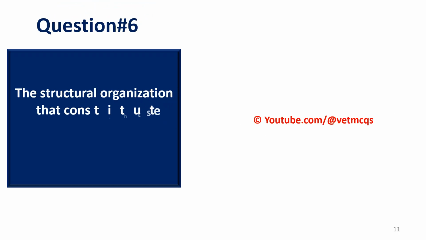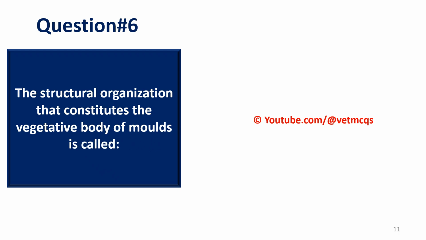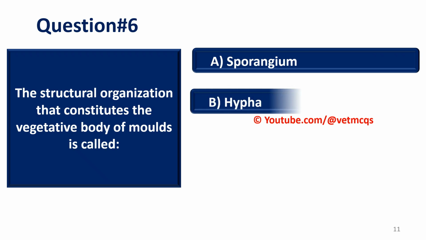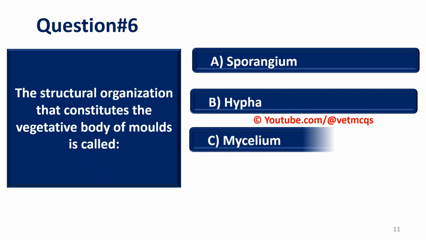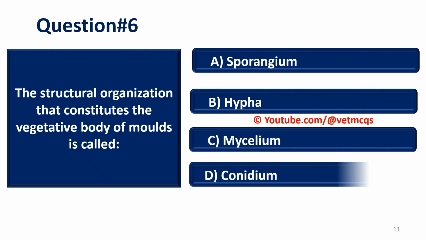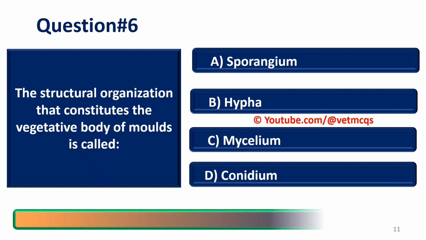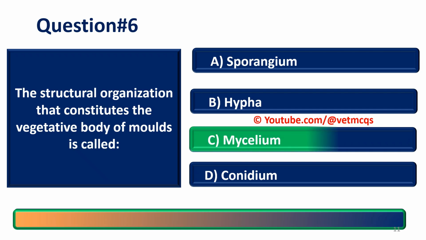The structural organization that constitutes the vegetative body of molds is called sporangium, hypha, mycelium, conidium. And the correct answer is option C, that is mycelium.